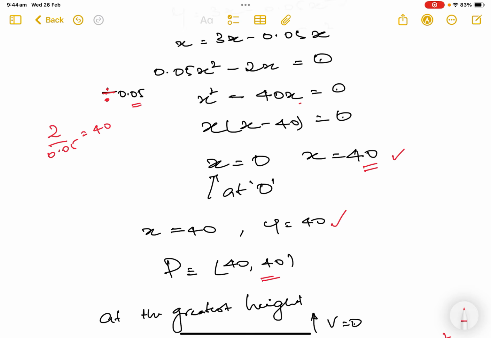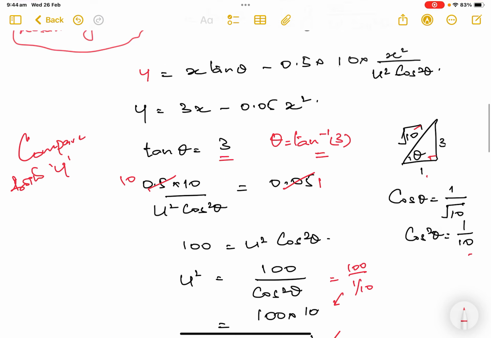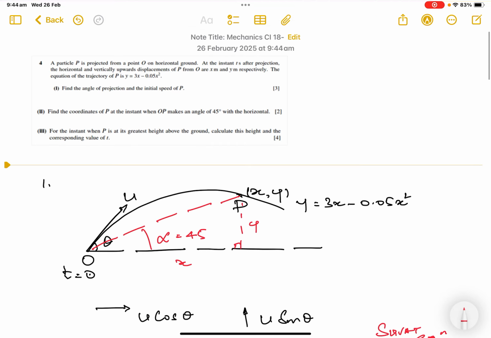x equals 0 is the horizontal displacement at the initial point, so at O. So the value of x is 40. If x is 40, y is 40 because x equals y. So the coordinates of P are (40, 40). The coordinates of P are found, right?